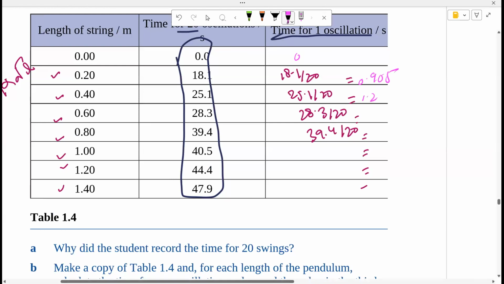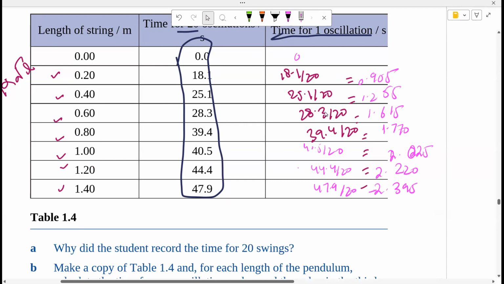This would give us 1.255. This would give 1.615. This would give 1.770. This would give, 40.5 divided by 20, 2.025 seconds. This would give me 2.220 and this will give me 2.395. Then 44.4 divided by 20 and 47.9 divided by 20.